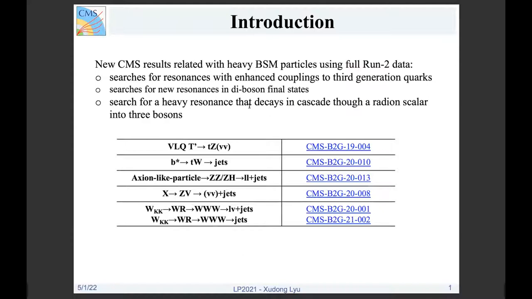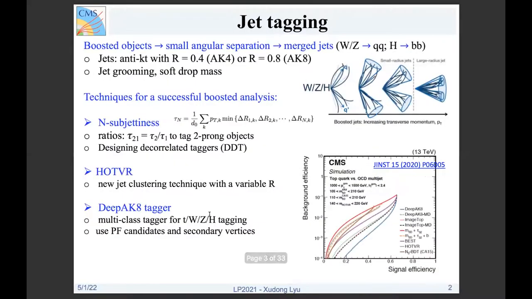In this talk, six recent CMS results using Run 2 data will be included, like the VLQ particles in the top-b mode, the X-like particles and the diboson, and the last one is the triboson search. In the searches for heavy resonances, the bosons have large boost, therefore they can be reconstructed as large-radius jets. In CMS, we typically use AK8 jets. For each AK8 jet, a groomed jet mass is calculated after applying the soft drop mass algorithm.